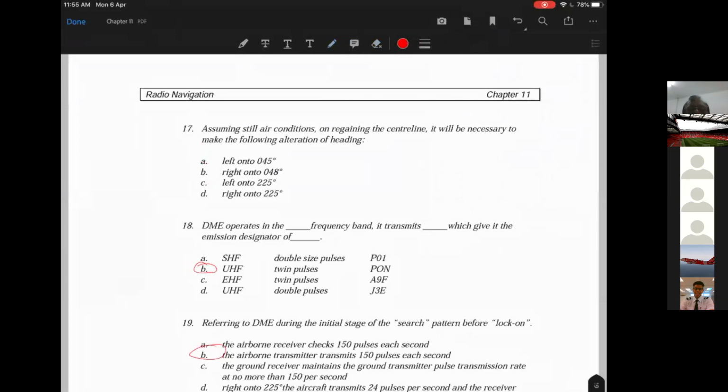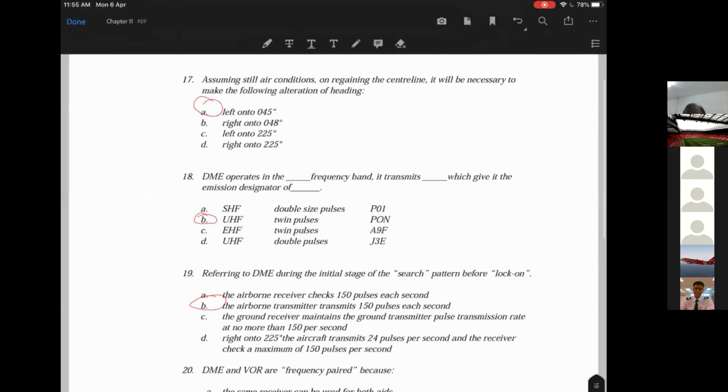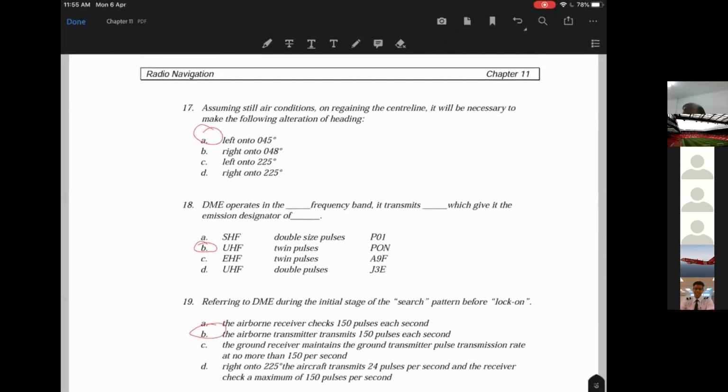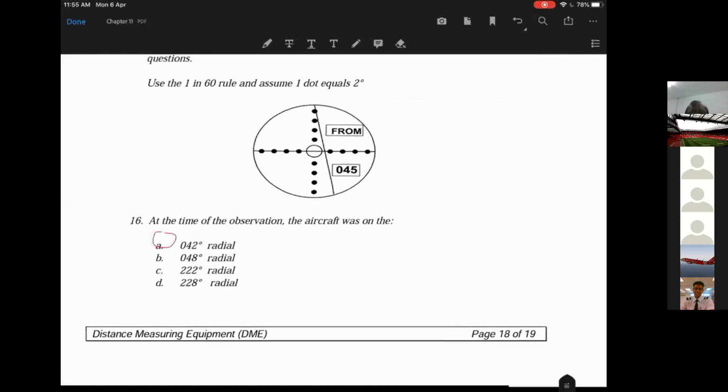Assuming nil-wind, it is still air conditions. Regaining the center line, it will be necessary to make the following alteration of heading. That means you have intercepted the track now. As such, and there is no drift, whatever the track is will be your heading. You turn onto 045. Right, sir, okay, please.